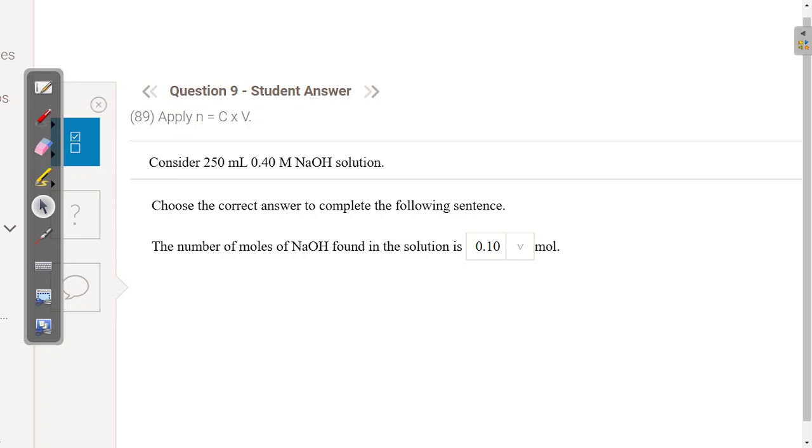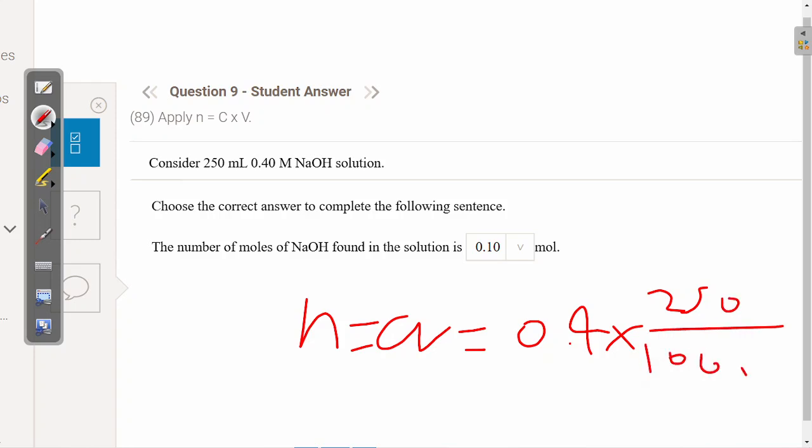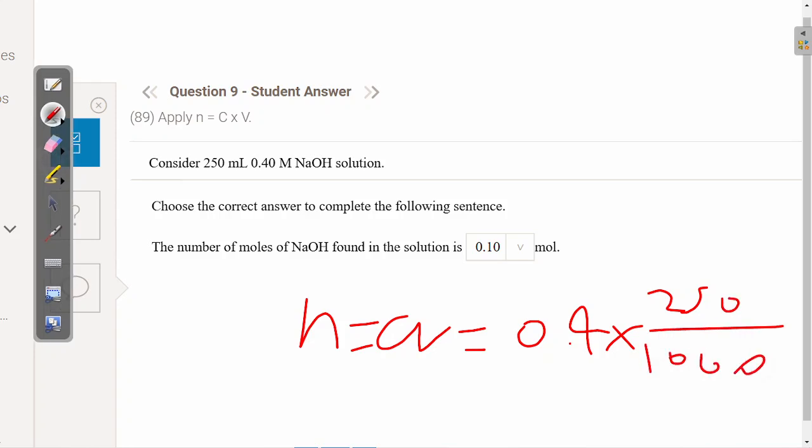Consider 250 milliliters of 0.4 molar NaOH solution. Number of moles is n equals CV, equals 0.4 times 250 over 1000, because it's in liters. You will get 0.1.